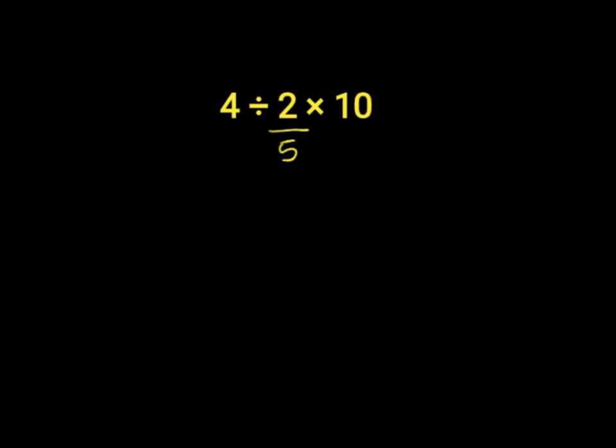4 divided by 2 over 5 times 10. 5 into 10 is 2, and 5 into 1 is 1. Then we have 4 divided by 2 times 2. 4 divided by 2 will give us 2. Then we have 2 times 2. 2 times 2 is equal to 4.